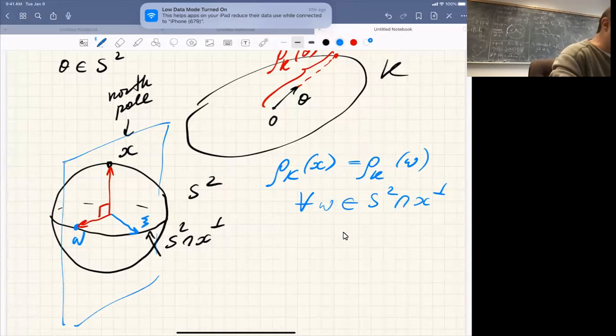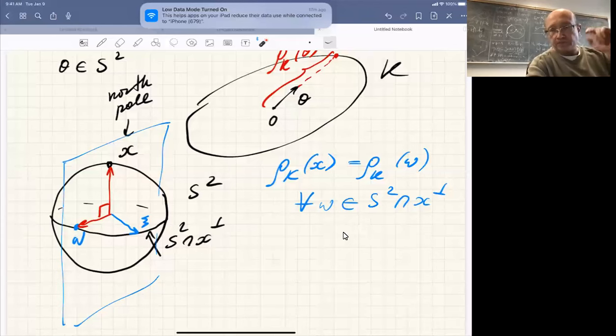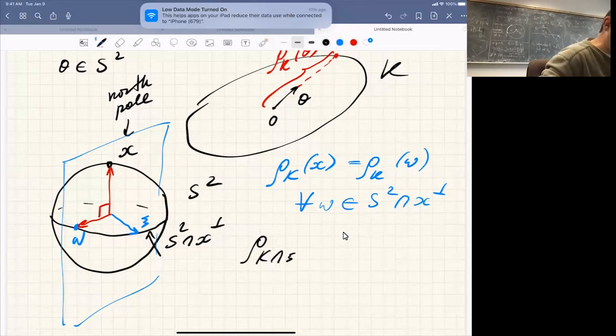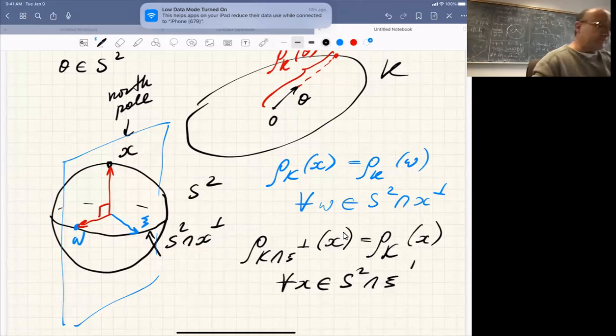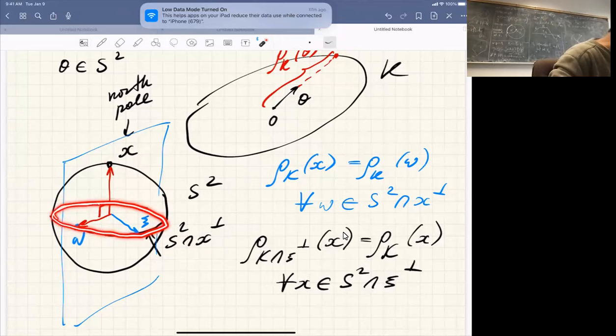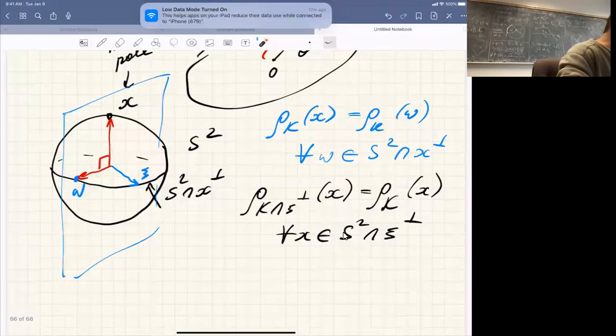If I live in this subspace, of course, I can rotate X into W, and my function doesn't care about rotations in the subspace, because rho k intersection Xi perp at any point, let me put it X, is the same as rho k at X for any X belonging to S2 intersection Xi perp. So I have my value at W the same as at X, and all the values of my function on the equator have the same value. So this is exactly what I wrote here.